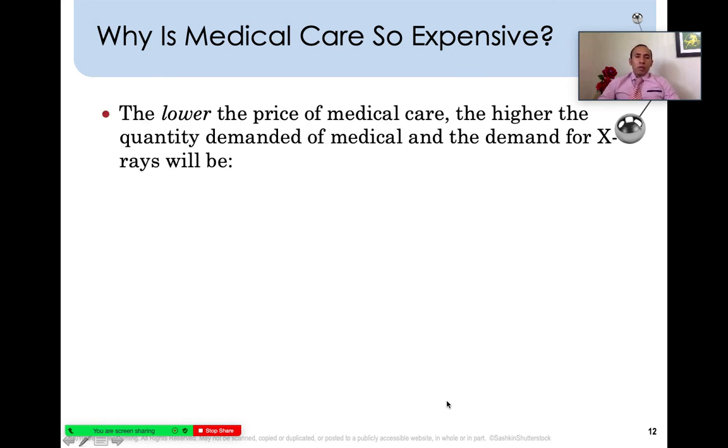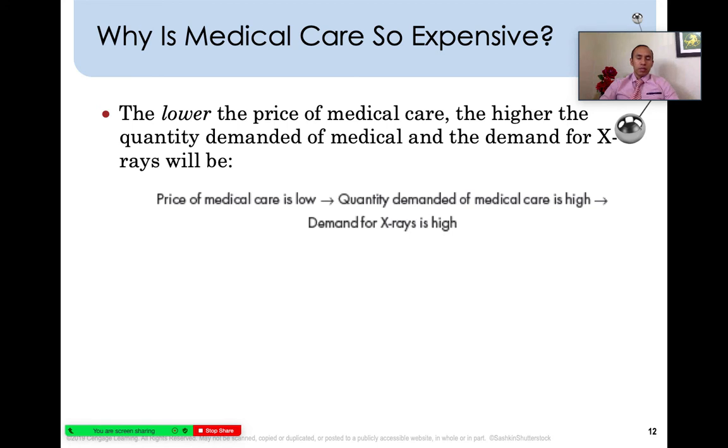So the lower the price for Medi-Cal, the higher the quantity demanded. If it's a lower price, if it's free, then everybody wants to consume the product. The demand for X-rays is high. Low medical care prices increase quantity demanded for Medicare or Medi-Cal or healthcare services, and the demand for the product is relatively high. Everybody demands healthcare services.